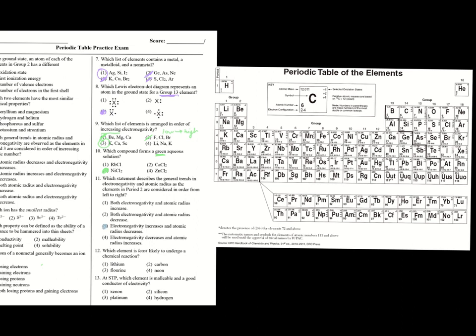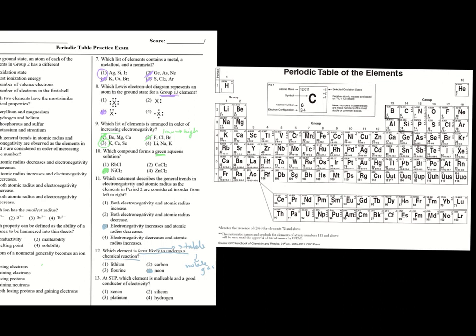Which element is least likely to undergo a chemical reaction? So this is keyword for something that is stable, doesn't want to react at all. So when we think stable, we should think noble gas, because they have 8 valence electrons. Everybody wants to be them, hence why they're noble. And choice 4 is correct, because neon is a noble gas, part of group 18.